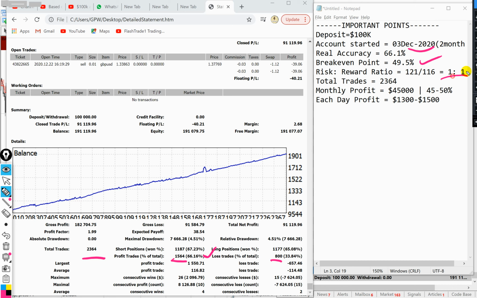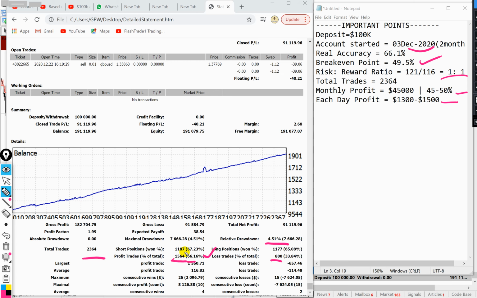Risk reward is maintained 1:1. Monthly profit on this account is $45,000 with 40 to 50% ROI. Each day profit one can assume to be 1300 to 1500 on this account. You can see that the risk on this account is 4.5 percent. So we do not promise our clients an accuracy of 80%, 90%; with just an accuracy of 66.16% we have been able to make the profit on this account.